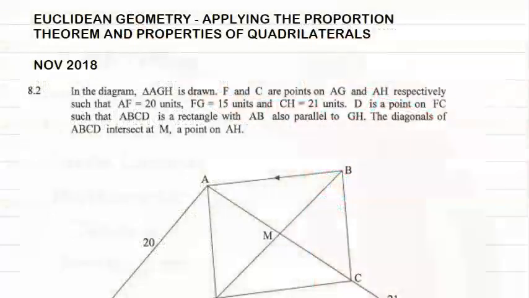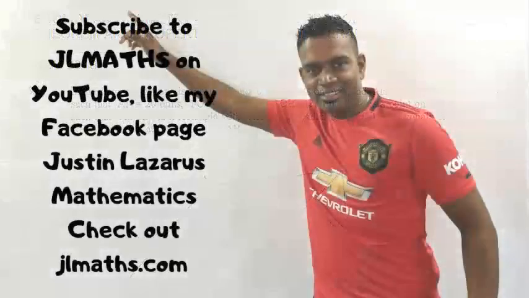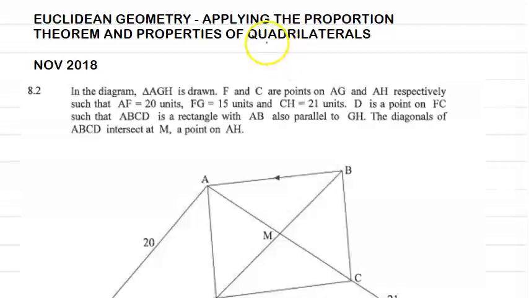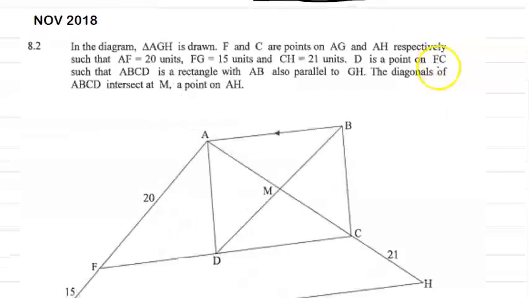In today's video lesson, we're going to be looking at Euclidean geometry, applying the proportion theorem and properties of quadrilaterals. The purpose of today's video lesson is to highlight the importance of quadrilaterals and knowing the properties of quadrilaterals in all types of questions. This question is from the November 2018 examination paper and it reads as follows.